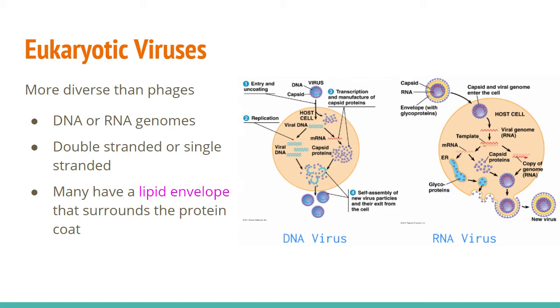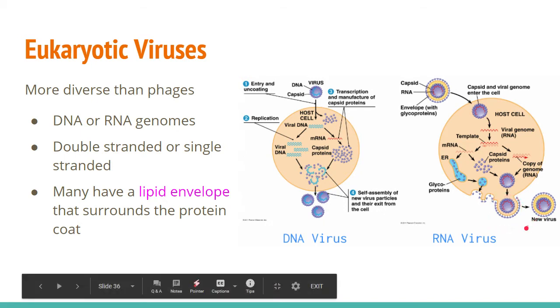So as a result of this, the viruses that infect eukaryotes have to be a whole lot more diverse. You'll see both DNA and RNA genomes. You'll see both double-stranded and single-stranded RNA. You'll see both double-stranded and single-stranded DNA. And you'll find that most have a lipid envelope that surrounds the protein. And that's because instead of causing those cells to burst, you're going to see that those viruses are going to bud out, and they're going to get coated in the host cell's membrane. That's going to give it that lipid envelope.